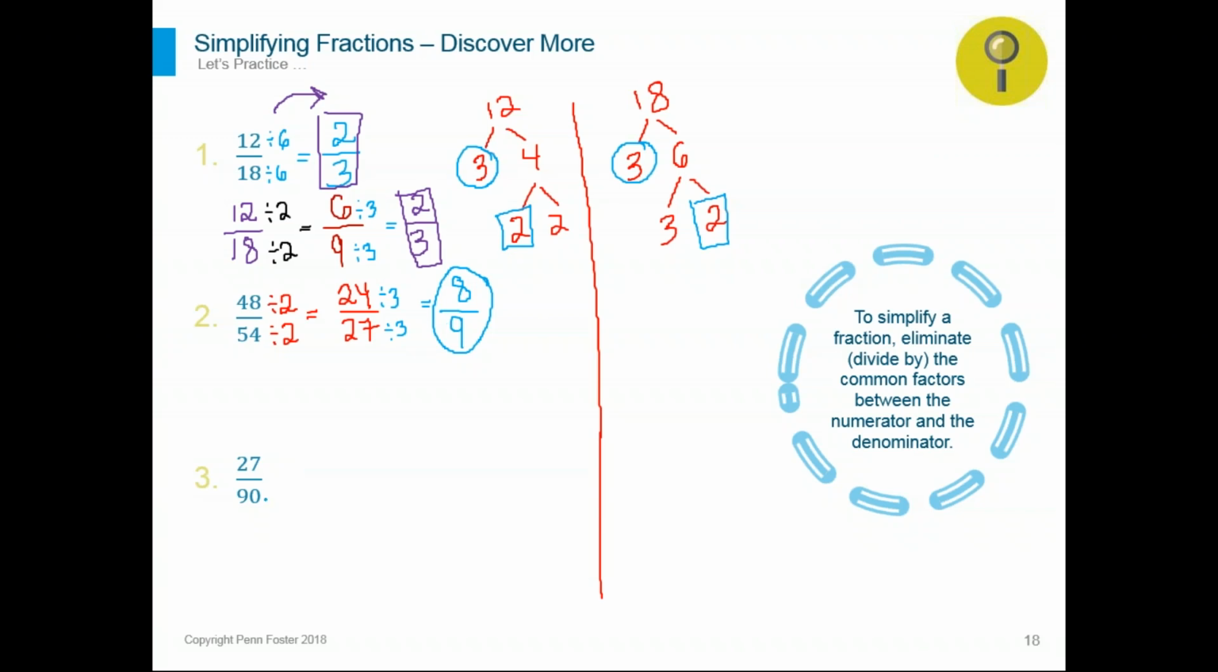Okay, let's do the third method, 27 and 90. 27 is not an even number. I cannot use 2 as a factor to divide the bottom and the top of the fraction. I need to think about something else.